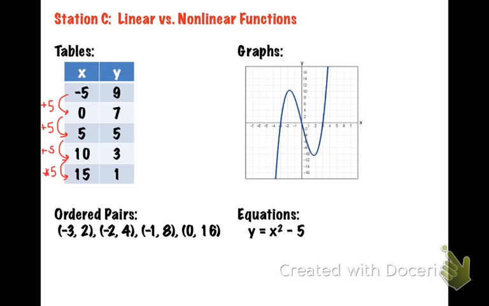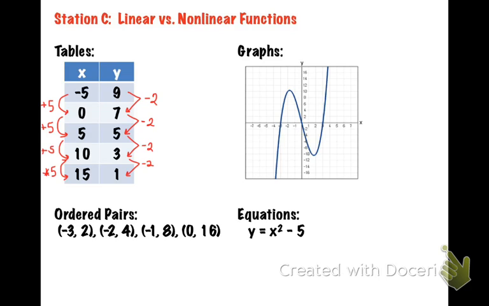Once we know that we have that, then we want to check the y values. To get from 9 to 7, I subtract 2. From 7 to 5, I subtract 2. From 5 to 3, I subtract 2. And from 3 to 1, I subtract 2. So this one is linear.